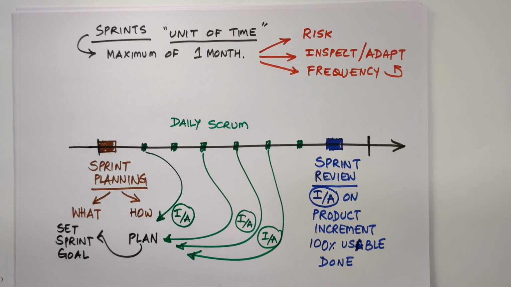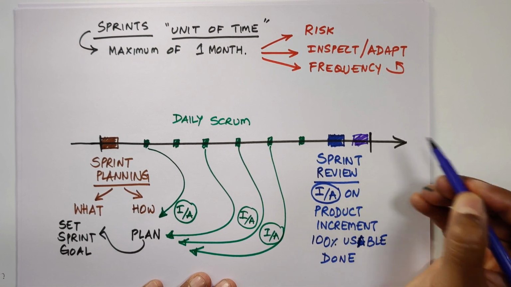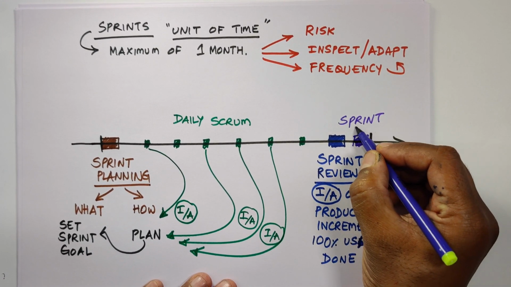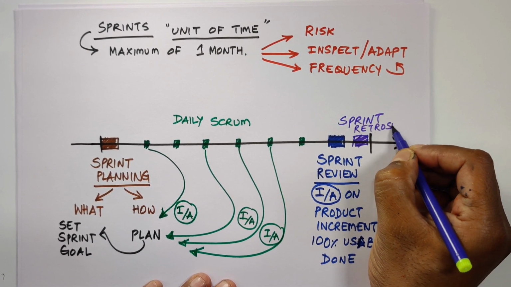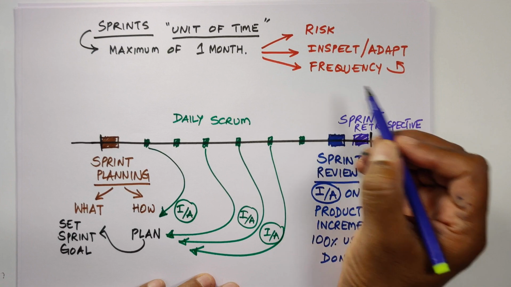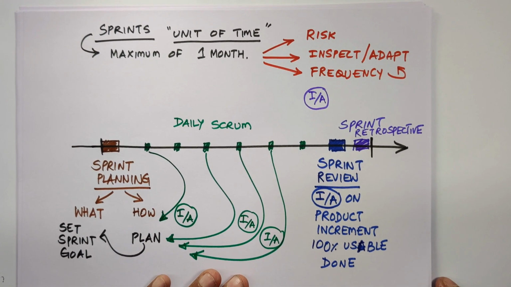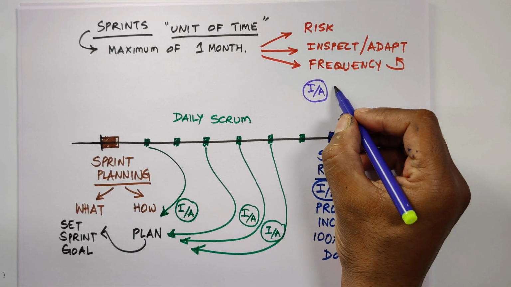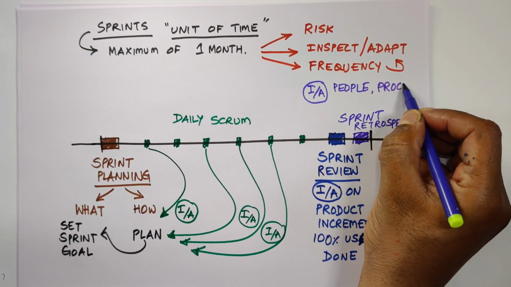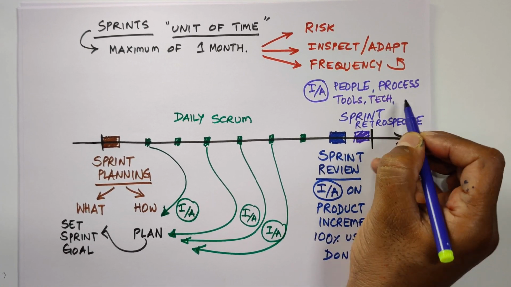After all these things, on the last day of the sprint, we have one more event which is called the sprint retrospective. In sprint retrospective, we inspect and adapt again, but the inspection and adaptation is predominantly on the people, process, tools, technique, and strategy.